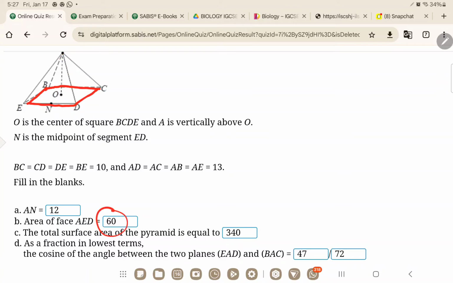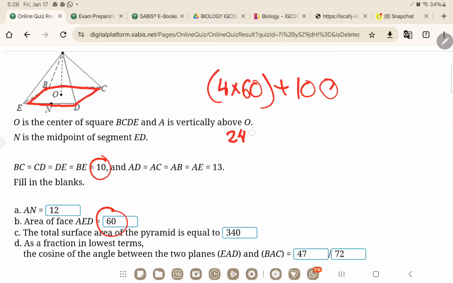Since we found the area of one triangle and we have 4 of them, you do 4 times the area of 1 plus the area of the square. The square is side squared, equals the area. And we know one of the sides is 10, so 10 squared, which is 100. And you're gonna get 4 times 60 is 240, plus 100 is 340. That's the total surface area of the pyramid.